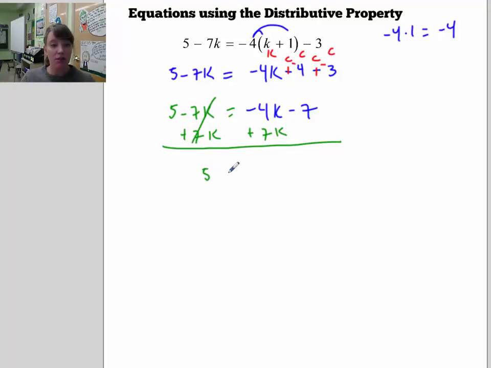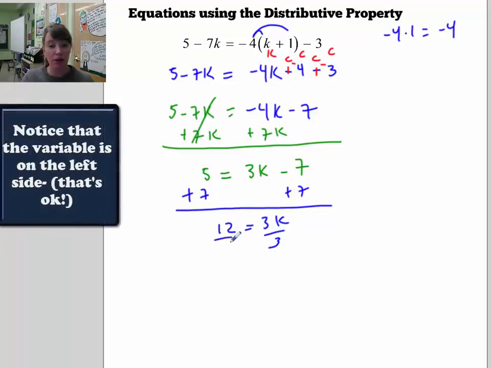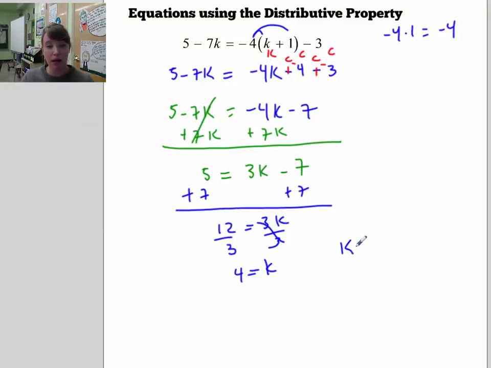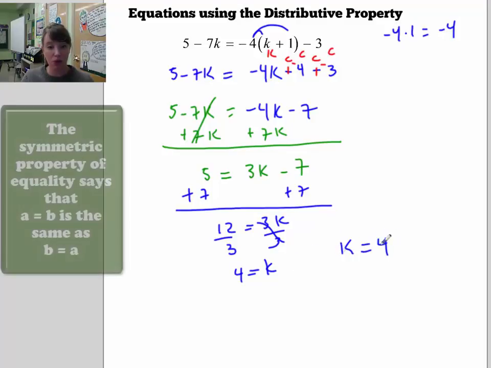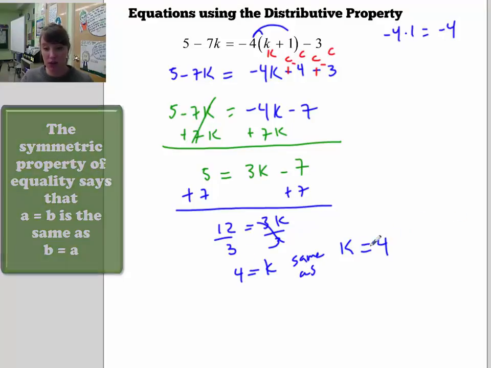So we have 5 is equal to, here this is positive 3k minus 7. And I'm going to add 7 to both sides here. So I have 3k is equal to 12, and I'm dividing by 3 here. And I have k is equal to 4, okay? And this is the same thing as saying k is equal to 4 right here. 4 is equal to k is the same as k is equal to 4. And you don't actually have to switch them around.